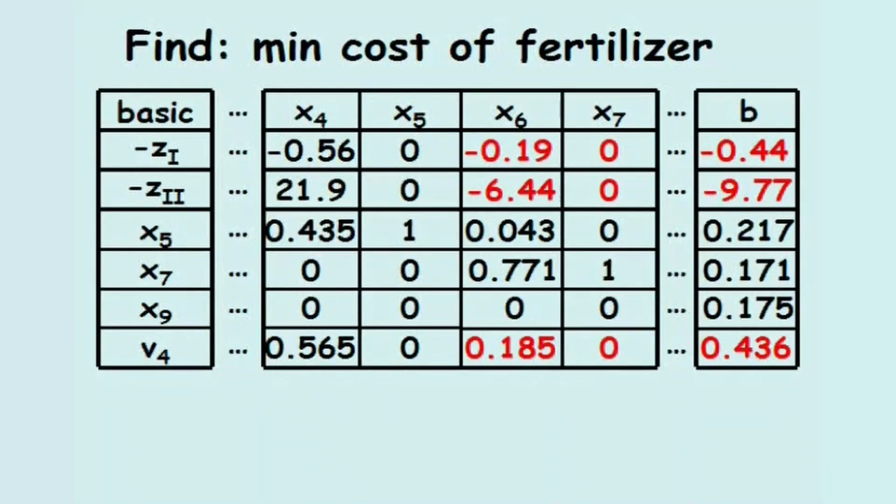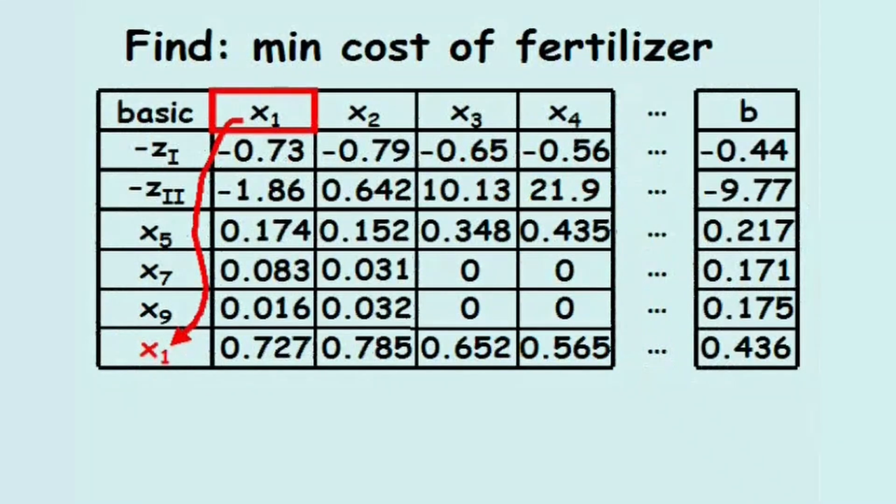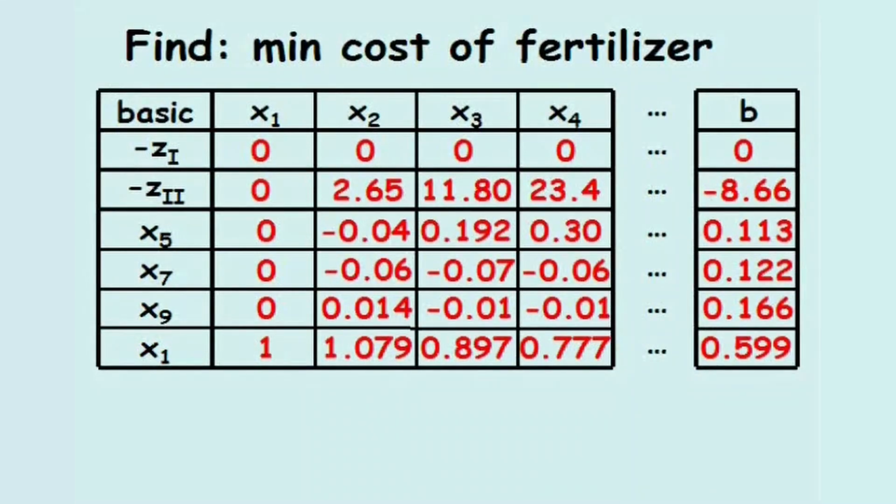Next, variable x1, which represents fish scrap, is chosen to enter the basis in place of artificial variable v4. After the pivot operation is complete, we have found a feasible solution of 4 ingredients for our fertilizer mix.